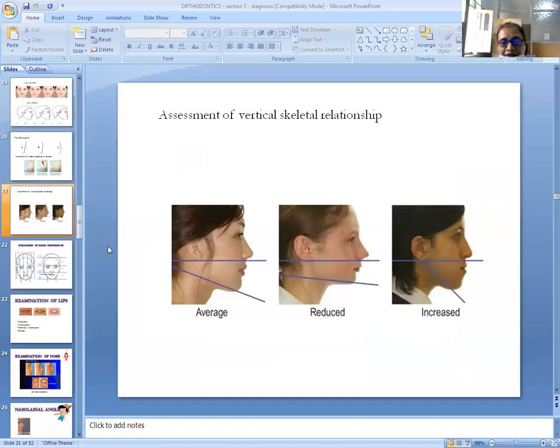So the next thing will be assessment of vertical skeletal relationship. What is vertical skeletal relationship? There is an assignment for you all. What are golden proportions? Everybody please note down what golden proportions are.